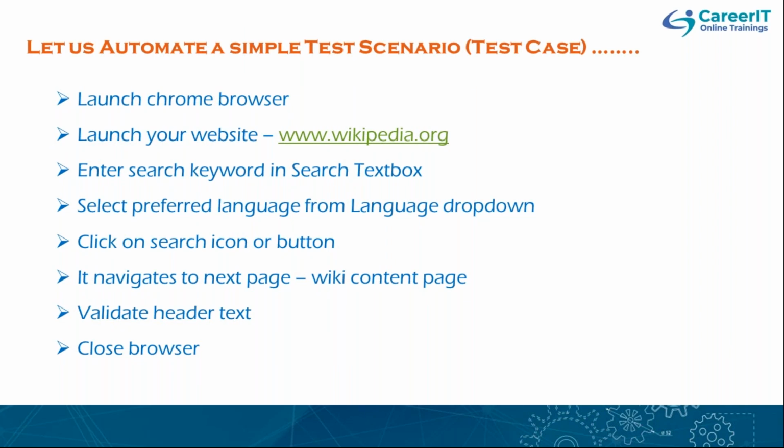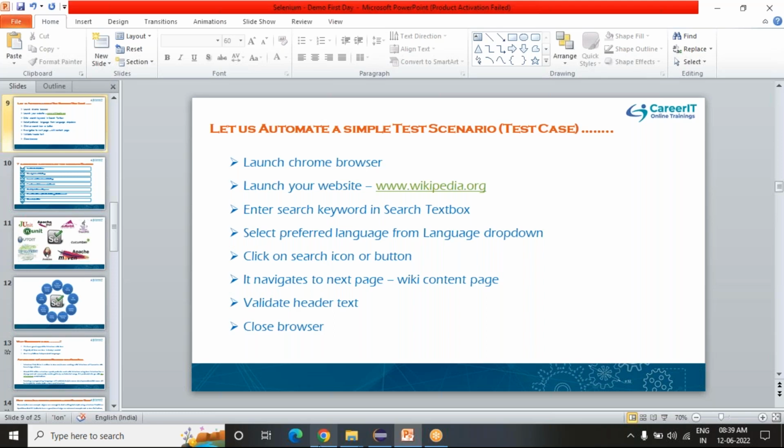So I am going to take one use case, or one test case here, where these are the steps I am going to perform. First thing, I am going to launch my Chrome browser. I am going to enter my application, or launch my application like wikipedia.org, and search a keyword: enter such keyword in the search box, select language and click on search icon. And finally navigate to the next page, read the header text, and then close the browser. I will show you manually what I'm going to do.